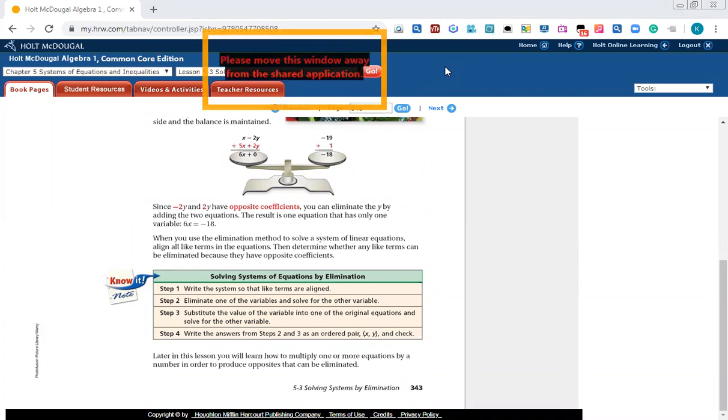Step 1, write the system so that like terms are aligned. Page 343, Amira. Step number 2, eliminate one of the variables and solve for the other variable. Step 3, substitute the value of the variable into one of the original equations and solve for the other variable. Step number 4, write the answers from steps 2 and 3 as an ordered pair x, y, and check. And we know that we have to write the solution as an ordered pair.